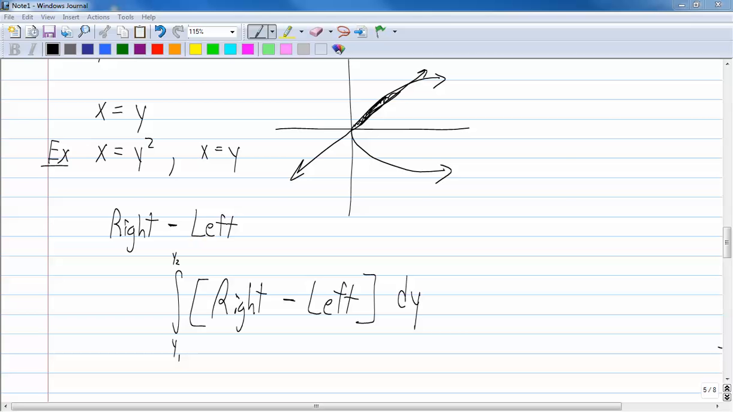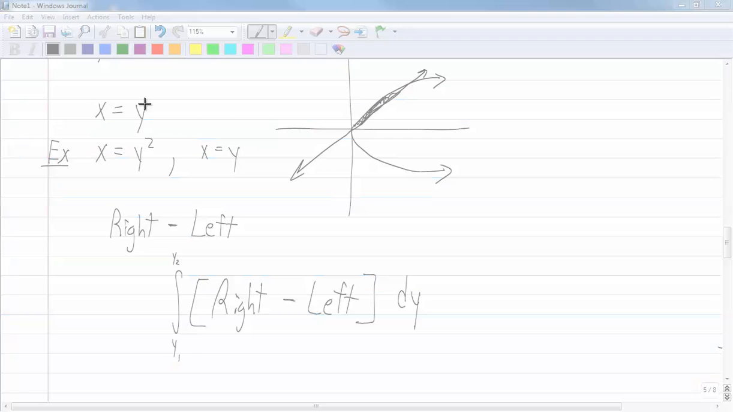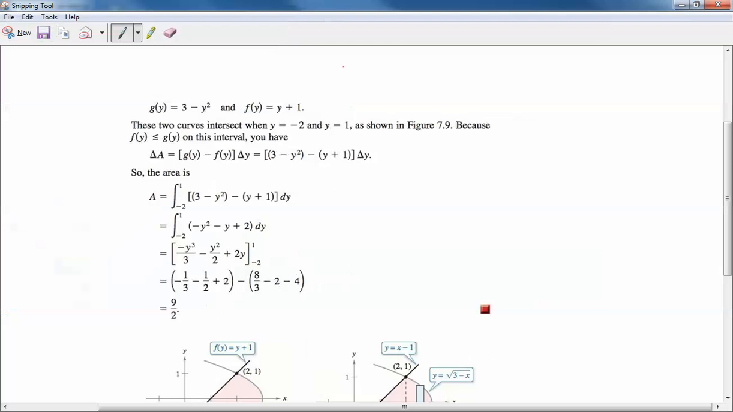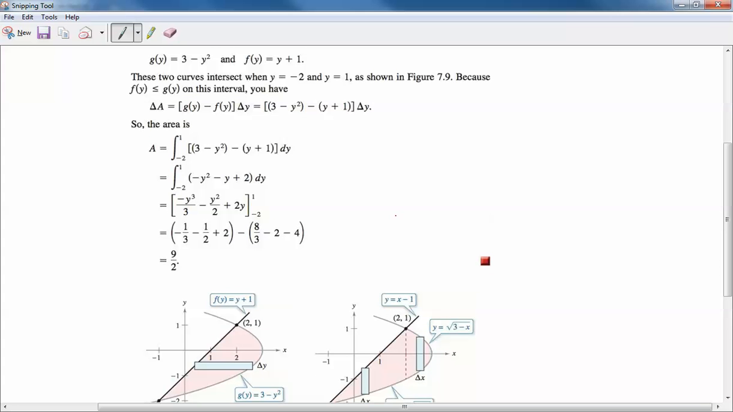Okay, so let me show you a quick example of that. Maybe I'm running a little short on time, but I would rather show you one real quick. It's already worked out. Alright, so let's say that if you look at these graphs down here, I have the graph, g of y is the same as x. This is x equals 3 minus y squared, and x equals y plus 1. That's this and this. Then you set it up the same way.